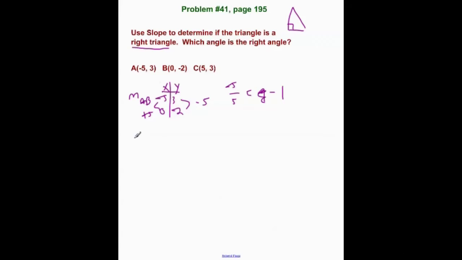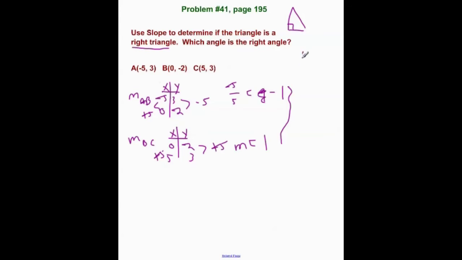All right. Next in line, let's just do BC. Measure BC. Do a t-chart. I got 0, -2, and 5, 3. So -2 to 3 is a +5, and 0 to 5 is a +5. My slope is going to be 5 over 5, which is 1. Well, gosh, here are our perpendicular slopes. Opposite reciprocals, -1 and 1, are perpendicular. So AB is perpendicular to BC.